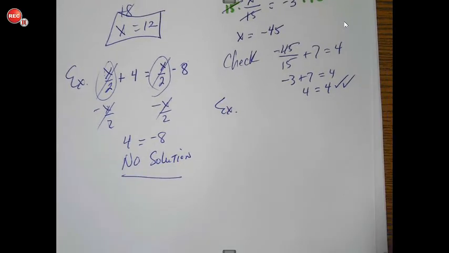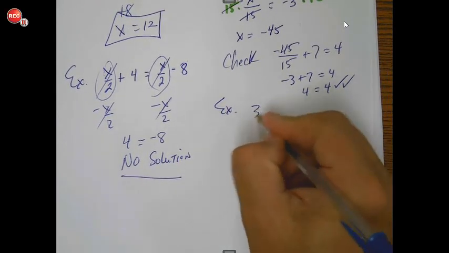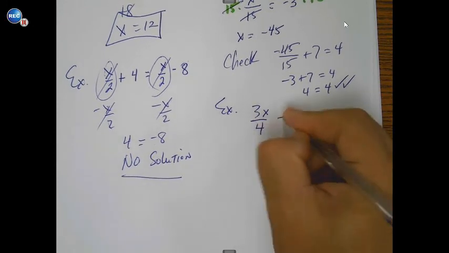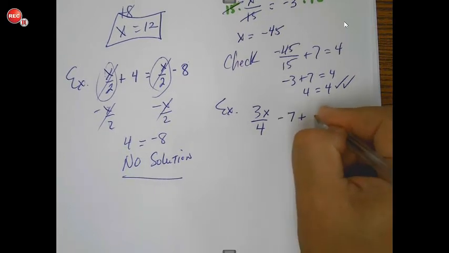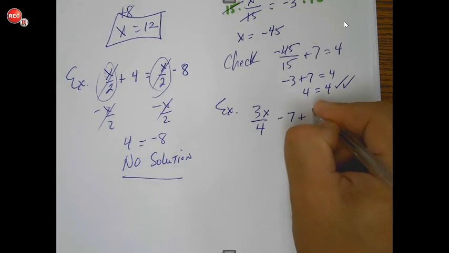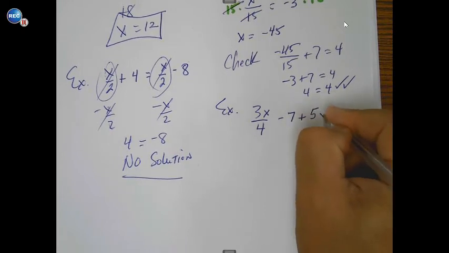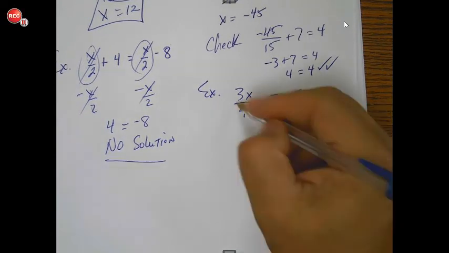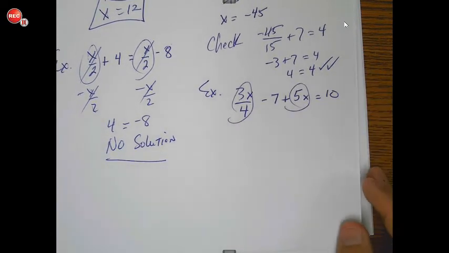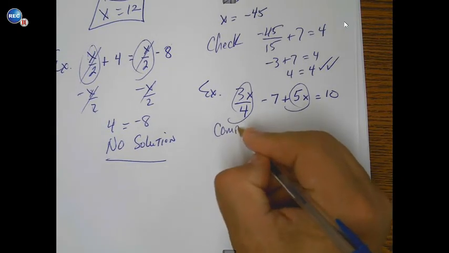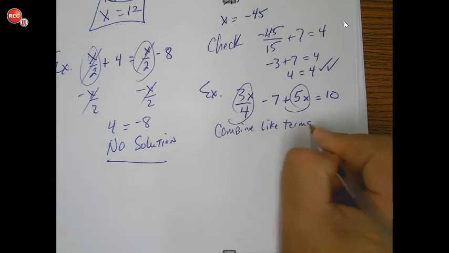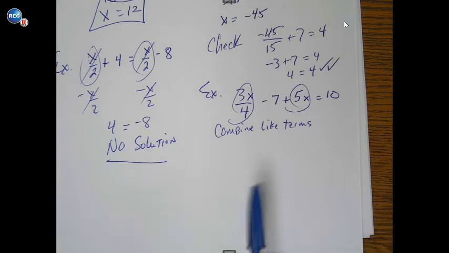Okay, so what happens if I have 3 over 4 x minus 7 plus 5x equals 10? Oh boy. So now I've got 2 terms with x's. I've got to combine those terms. Combine like terms. Okay, so let's do that.